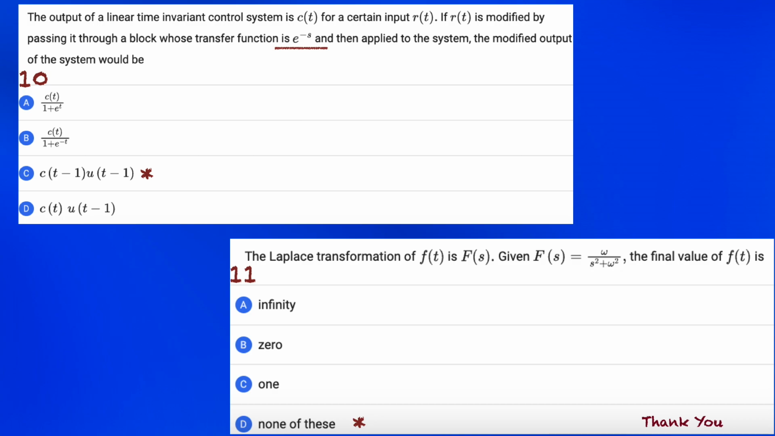The 11th problem tells us that the Laplace transform of f(t) is F(s), given F(s) is equal to omega by s square plus omega square. So what is this the Laplace transform of? It is of sin omega t. Sin omega t just continues towards infinity, and you don't have a final value at t equal to infinity because it's a periodic function. The final value of f(t) is what? None. It's not infinity, it's not 0, it's not 1, it's none of these. So that's all that's there.